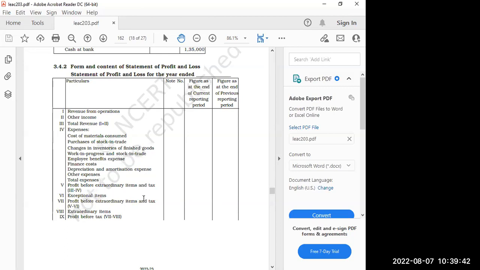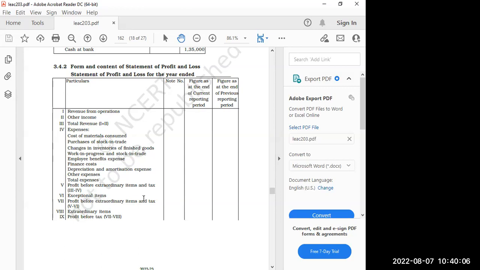But normally we prepare the P&L account first, balance sheet next. So you prepare all the notes, but don't put the number first. Put the number at the last. So revenue from operation, that's called sales. How do you find out revenue from operation? Sales minus sales return. Total sales minus sales return.